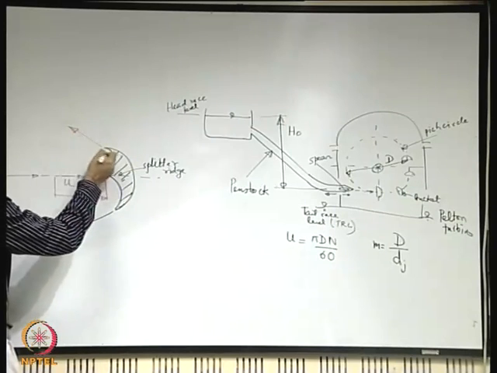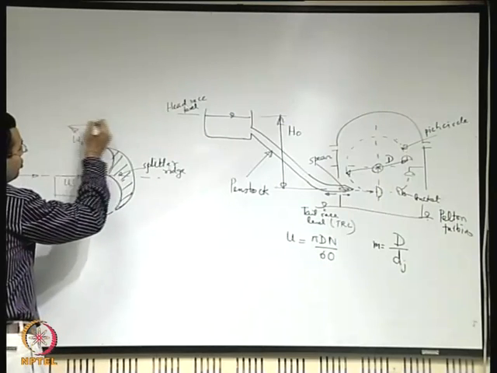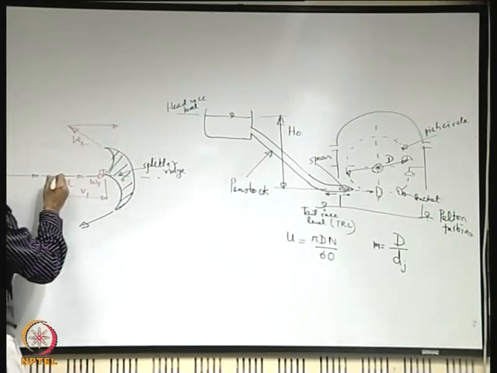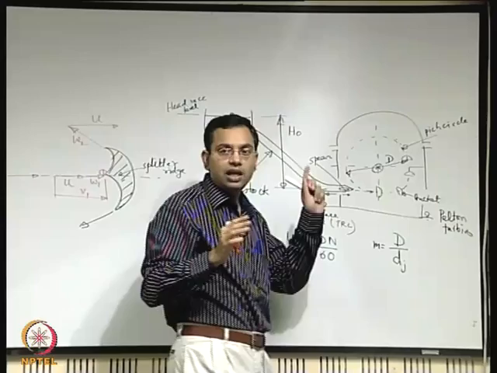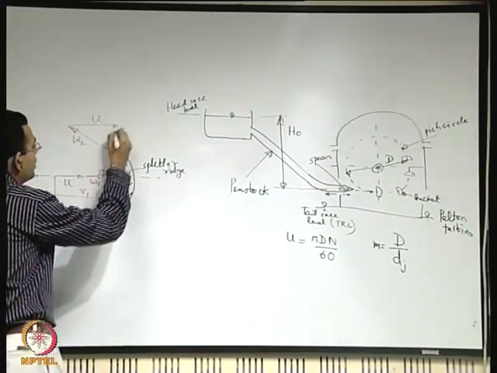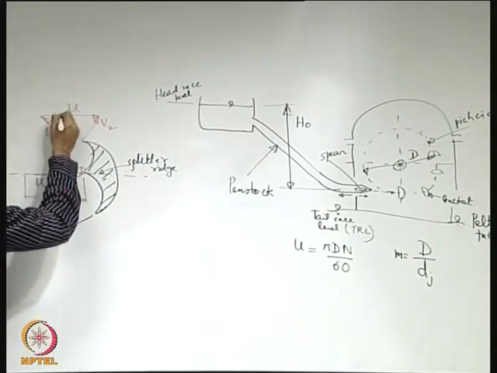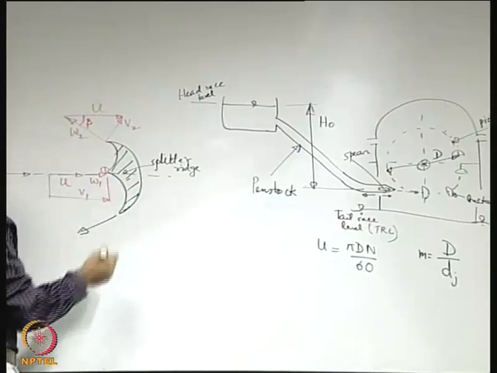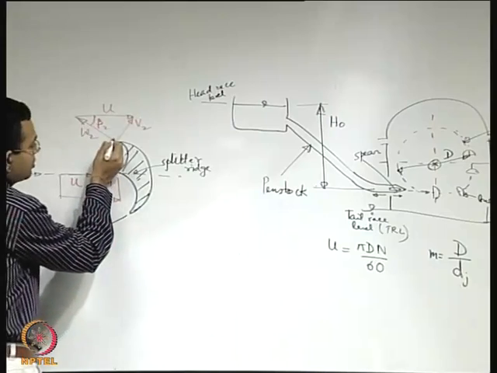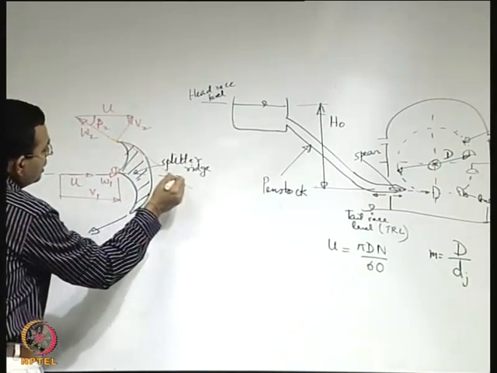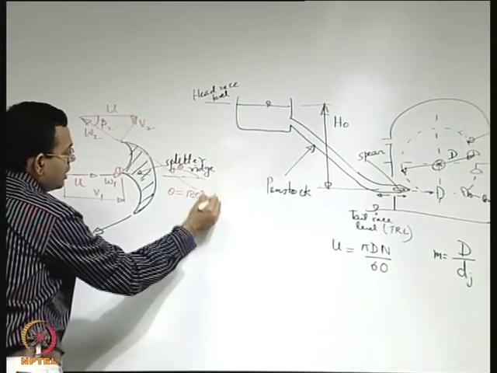So it has a relative velocity with respect to the bucket, that is w2. Then u2 and u1 are the same, it is the same u because it is the same radius, no matter whether it is the inlet or the outlet, and therefore the resultant velocity is the vector sum of these two. This angle we call beta 2, following the same nomenclature as we used for the pumps. And there is a deflection of the jet by an angle theta, where theta is 180 degrees minus beta.